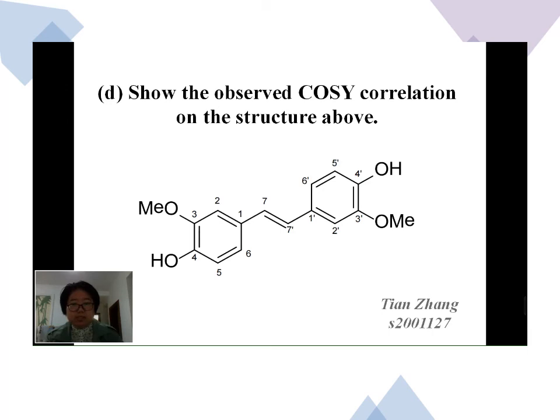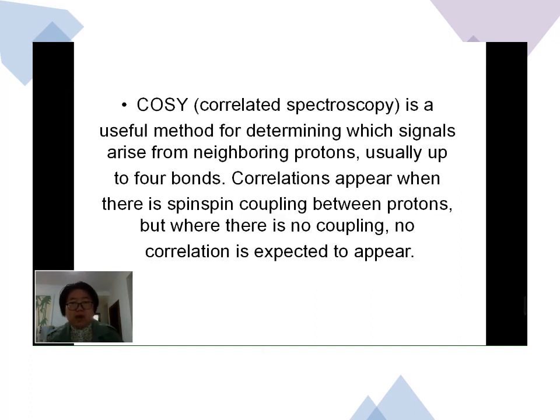Hello, doctor. I'm Tian Zhang. I choose question D, that is, show the observed COSY correlations on the structure above. As we know, correlation spectroscopy (COSY) is a useful method for determining which signals arise from neighboring protons, up to 4 bonds. Correlations appear when there is spin-spin coupling between protons, but where there is no coupling, no correlation is expected to appear.